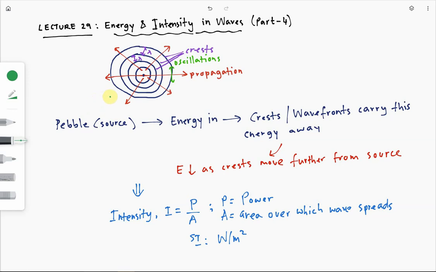Hello, in this lecture we're going to talk about energy and intensity in waves. This is part 4 in the series of talking about everything related to waves.